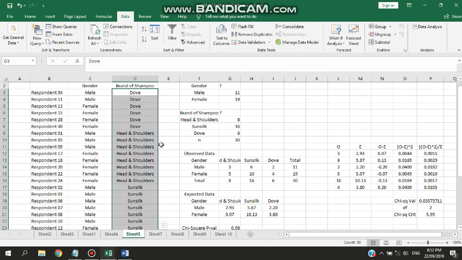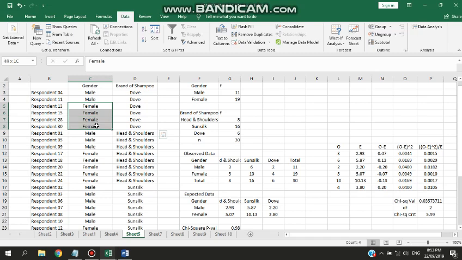Okay? So, to make these things easy, you have to count the Dove. Under Dove, how many male? Two. How many female? You have to highlight this one and it generates the count right here. So, 4. You have to do the same for the male and female, Head and Shoulders, and Sunsilk.